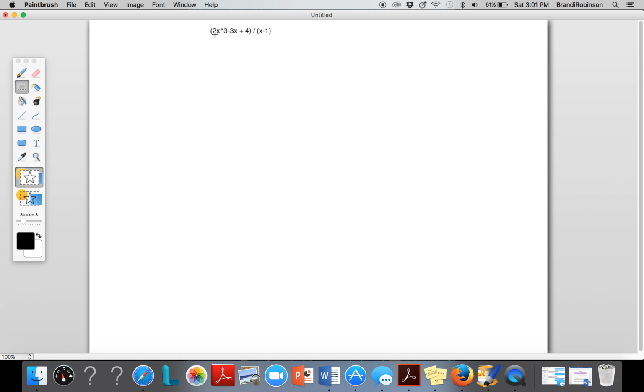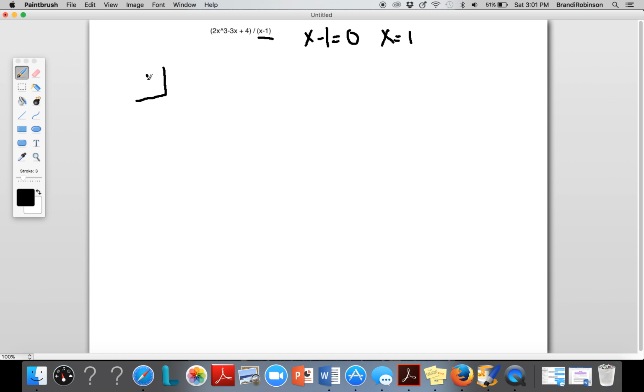So here I have two polynomials being divided. If you look up on the top right here, I have 2x cubed minus 3x plus 4 divided by x minus 1. And so the first thing we want to do with our synthetic division is go ahead and draw our box. And we're going to figure out what number should go in the box. When you're looking at what goes in the box for synthetic division, you're looking at the divisor. So x minus 1, I want to know what x would equal. So here, x would have to equal 1. That's what goes in the box.